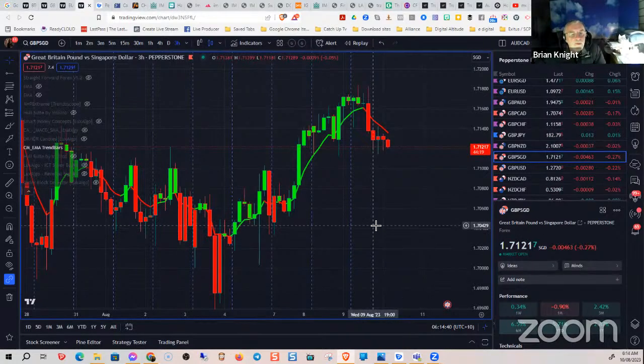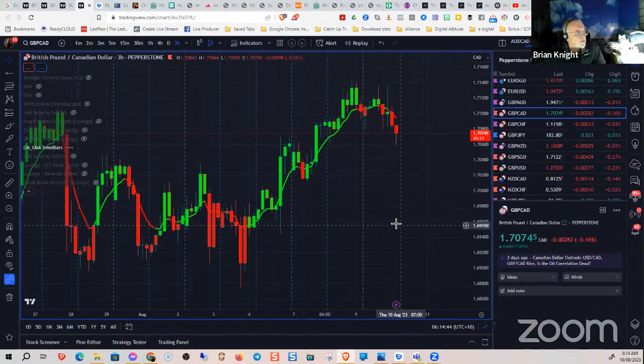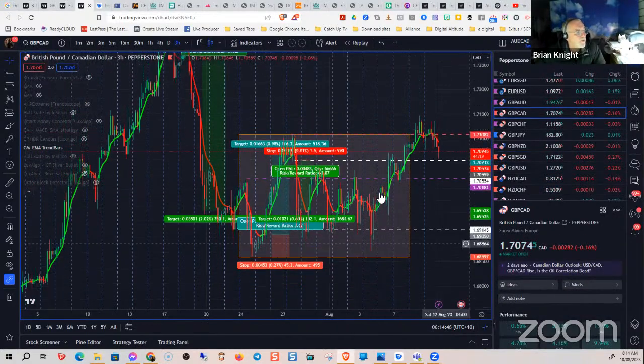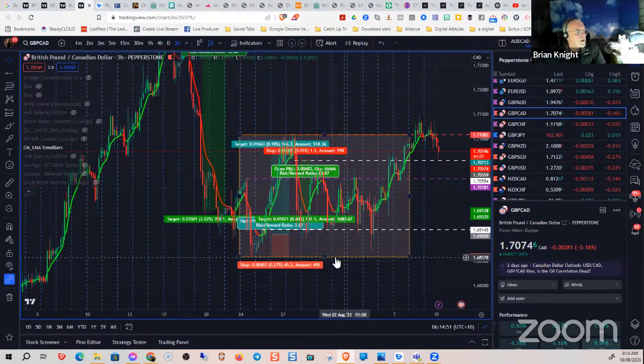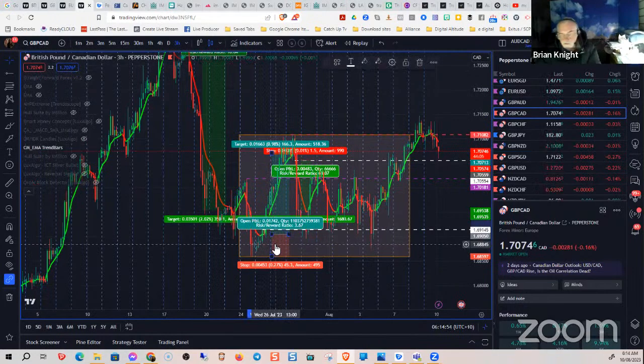Anyway, that's Singapore, and then GBP CAD. We've got a trade on that one. Again, that's pulling back up. Oh, hang on. We'll just get rid of that.